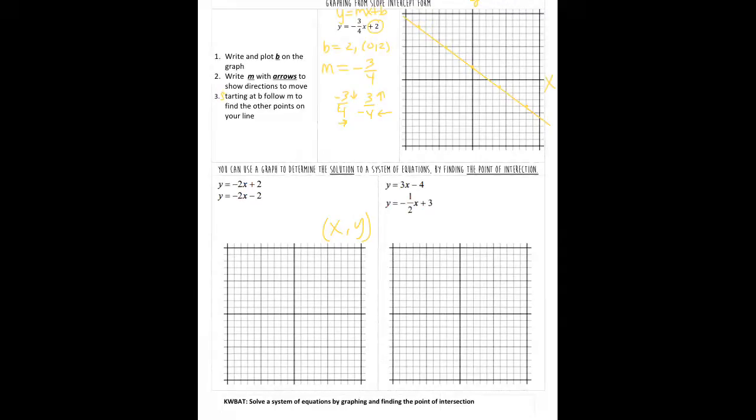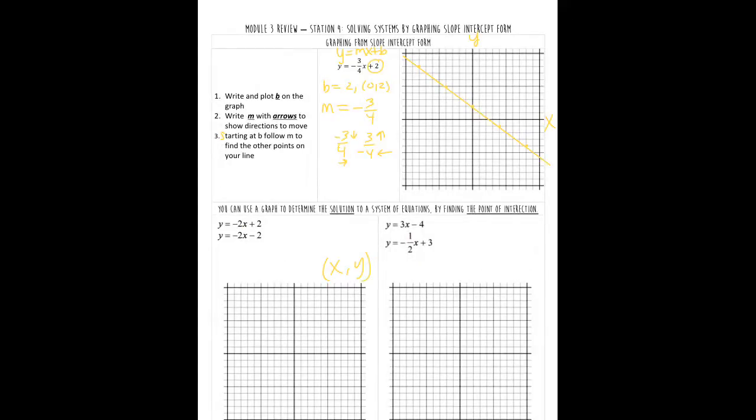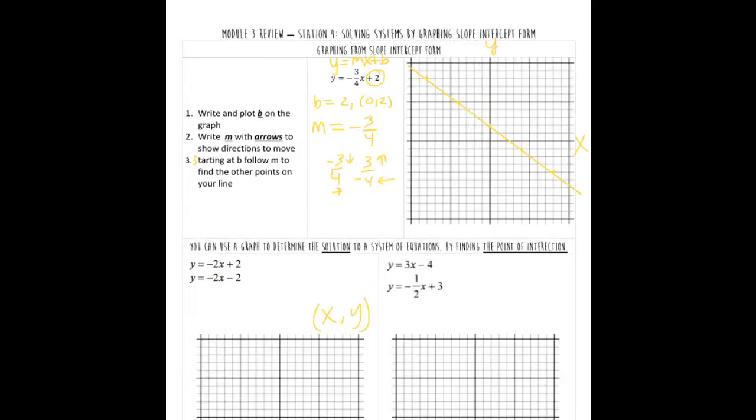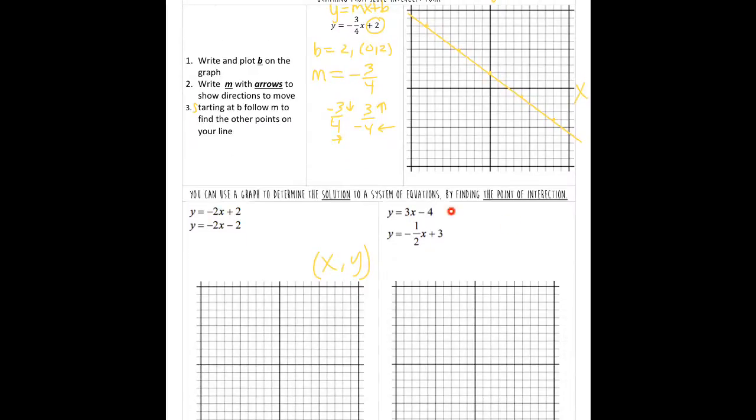So you have 6 problems to practice on. I assure you that if you know how to draw one line on a graph, then you know how to find the system of equation solution by drawing 2 lines on a graph. Okay, so go ahead, get started.